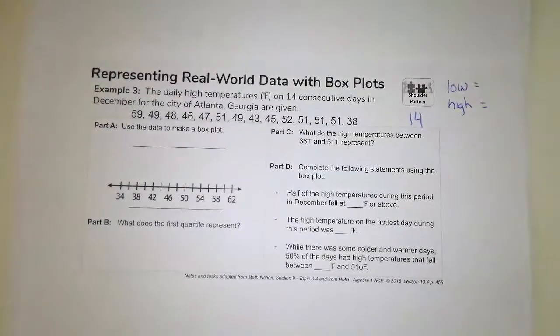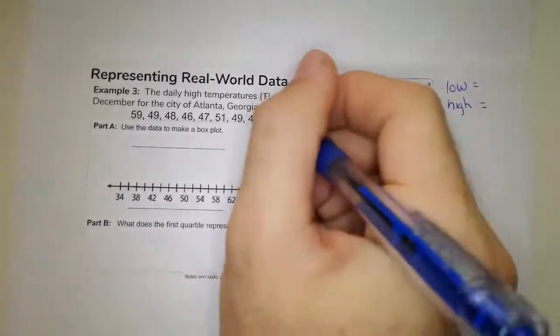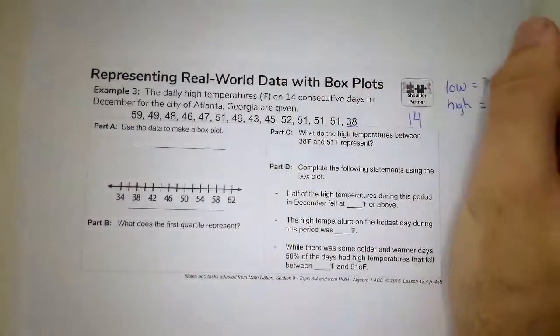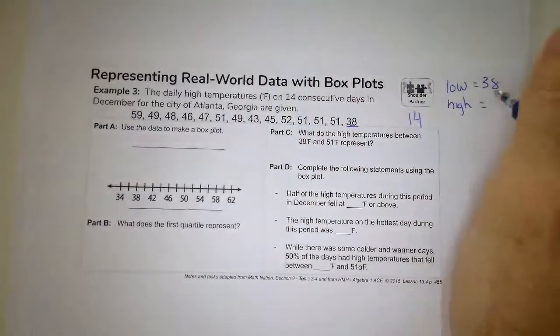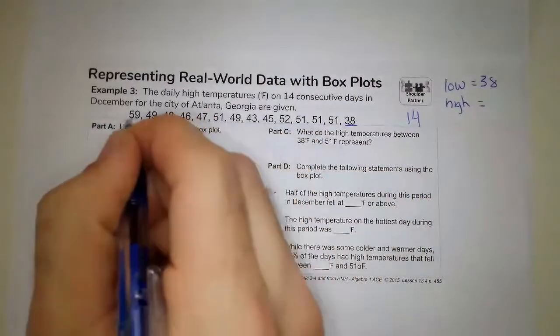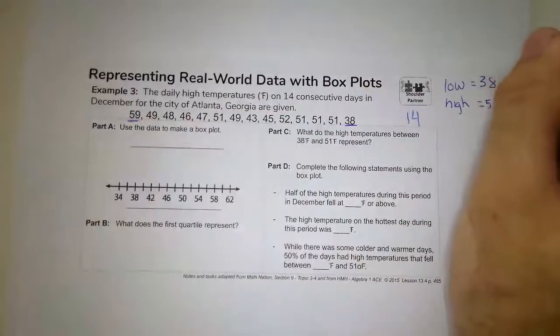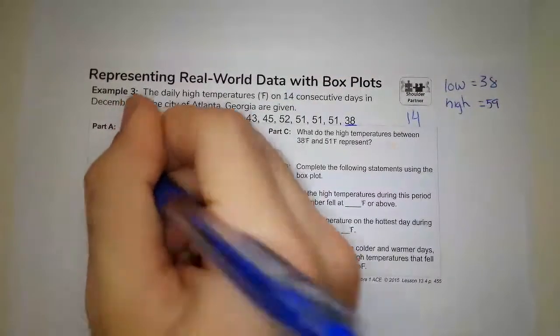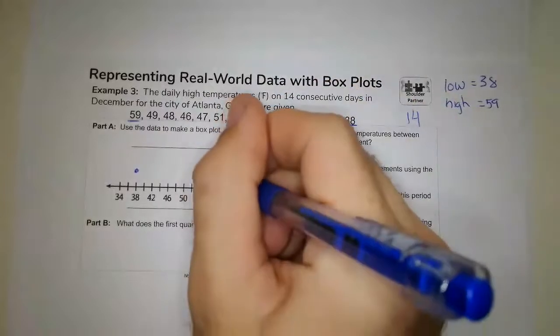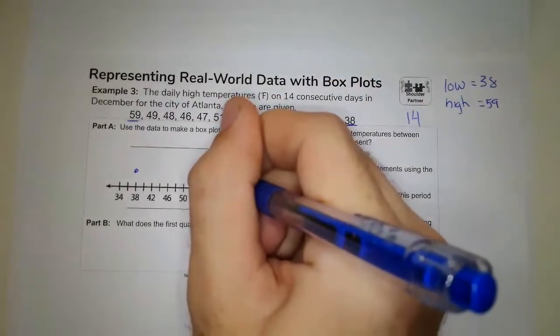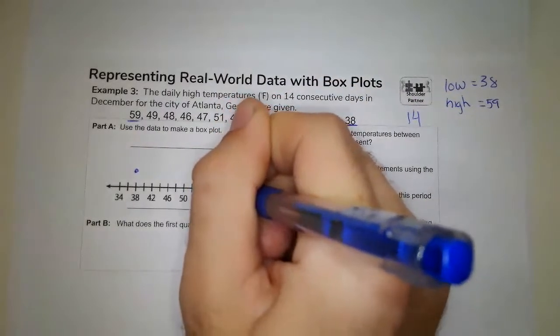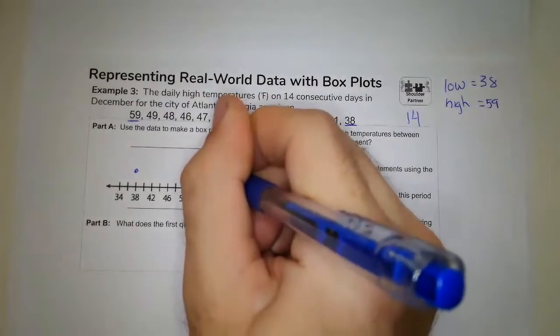Okay, sorry, I skipped a question, but we'll come back to it. Okay, so we know that 38 right here is going to be our minimum, and we know our max is right here, which is 59. So I know that I can put a dot at 38, and I can put a dot at 59, so it'd be about right here.